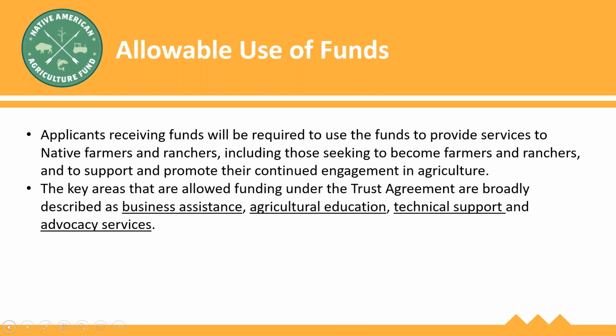Now on to allowable use of funds. Applicants receiving funds will be required to use the funds to provide services to Native farmers and ranchers, including those seeking to become farmers and ranchers, and to support and promote their continued engagement in agriculture. The key areas that are allowed under the trust agreement are business assistance, agricultural education, technical support, and advocacy services.